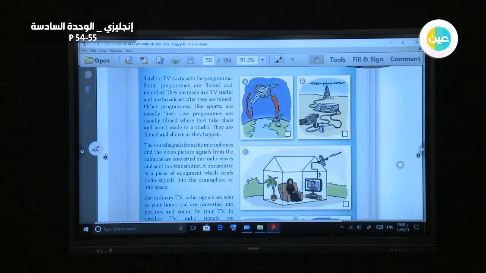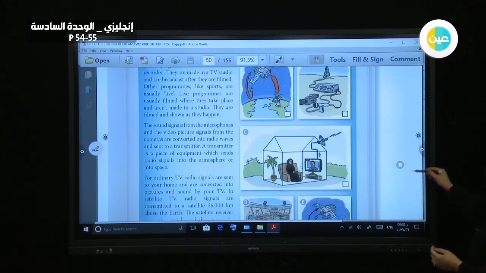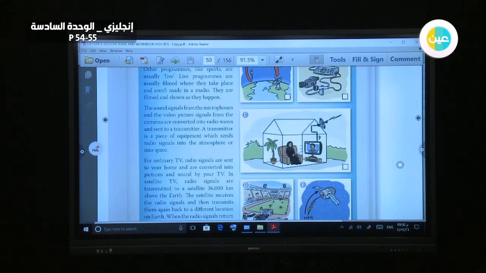The sound signals from the microphones and the video picture signals from the cameras are converted into radio waves and sent to a transmitter. A transmitter is a piece of equipment which sends radio signals into the atmosphere or into space. For ordinary TV, radio signals are sent to your home and are converted into pictures and sound by your TV. In satellite TV, radio signals are transmitted to a satellite 36,000 kilometers above the Earth.